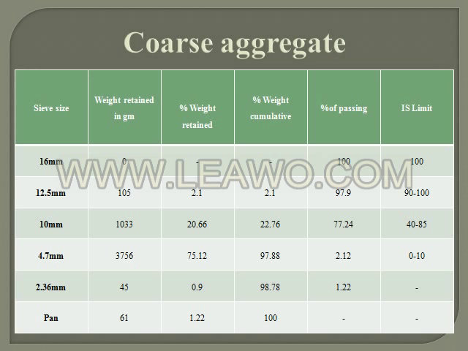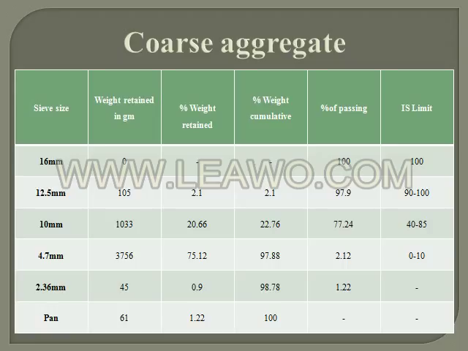After all the tests were completed for fine aggregates, we carried on to coarse aggregate. There were two types of coarse aggregates which we were going to use in this project. Type 1 was first tested with sieve analysis. In this, the sieve sizes range from 16 mm to 2.36 mm and then pan.